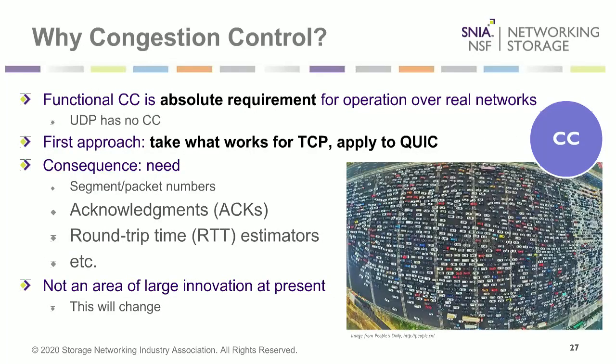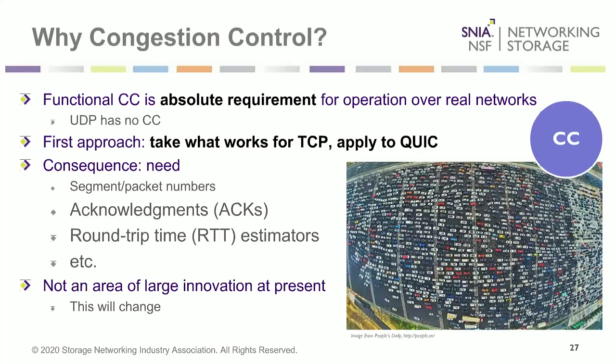Why do we need congestion control? I hope that's not something I have to spend a lot of time on. The picture is a highway in China. It's not a parking lot, but it sort of motivates why congestion control for the road system makes sense. It makes also sense for networks. You need functional congestion control if you want to run on the internet, period. We're going to take what works for TCP and apply it to QUIC.